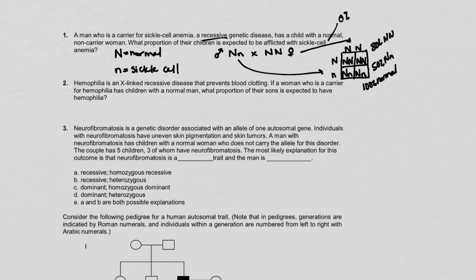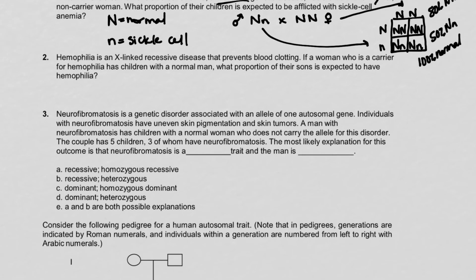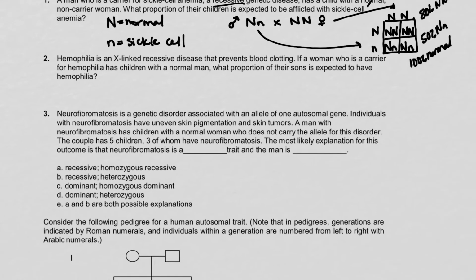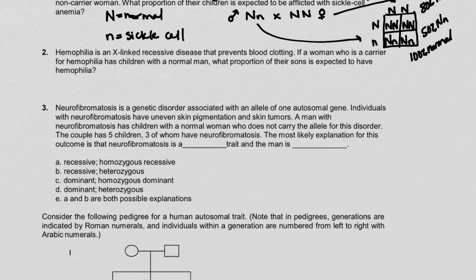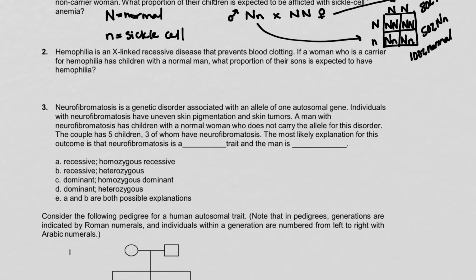Hemophilia is an X-linked recessive disease that prevents blood clotting. If a woman who is a carrier for hemophilia has children with a normal man, what proportion of their sons is expected to have hemophilia? All right, so we know it's X-linked recessive. And the woman is the carrier, so she's going to be like this. A normal man, this is going to be his genotype.